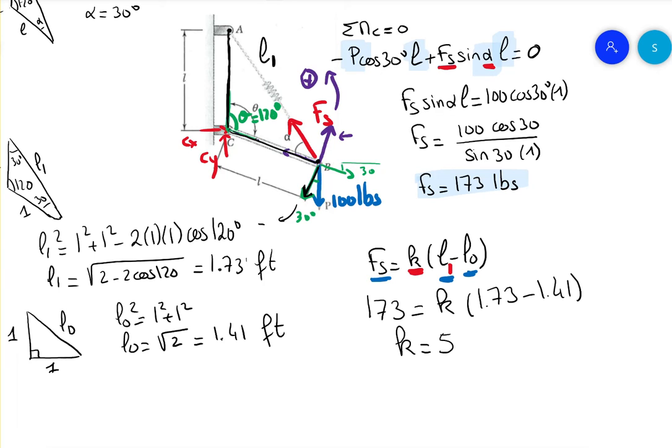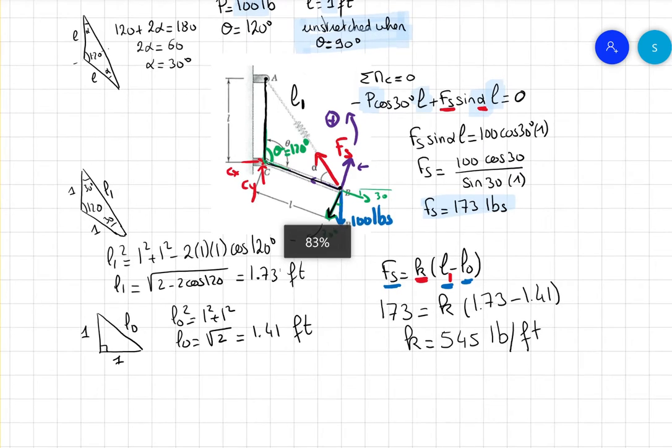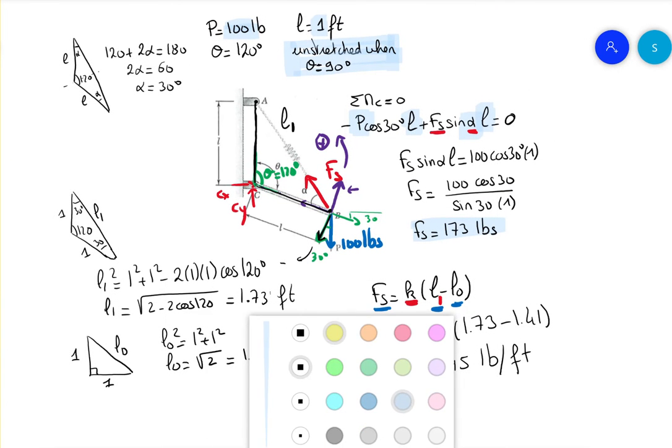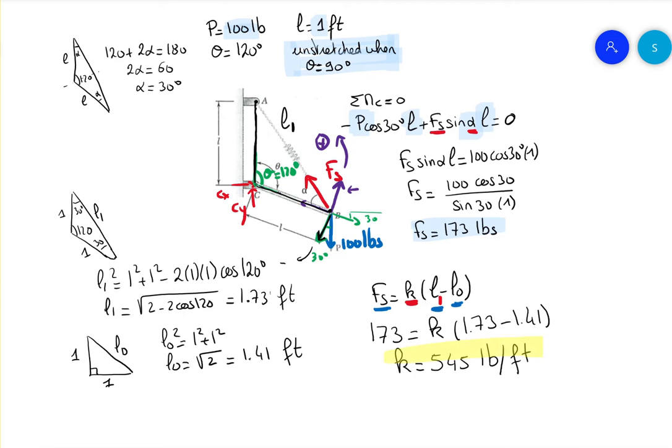545. And that's pound times inches for this one because, oh, times feet, sorry, because I was thinking about another problem that I just made. 545 pound times feet, because that's the unit for this problem. There we go. Let me highlight the final answer.